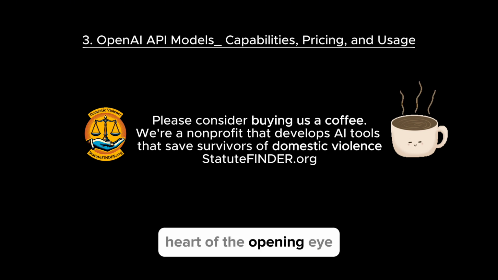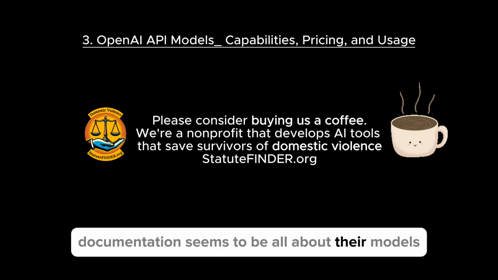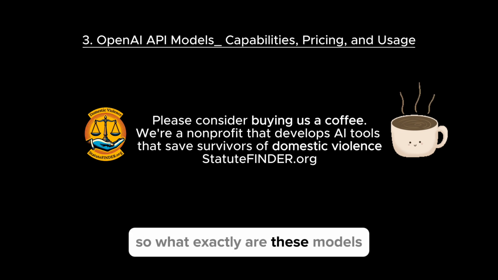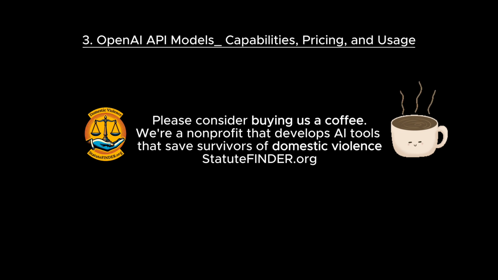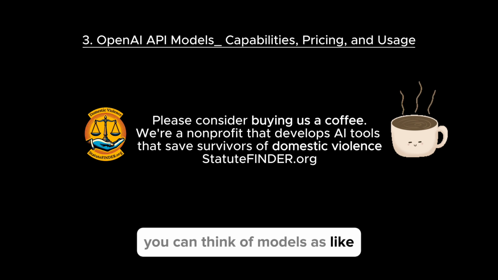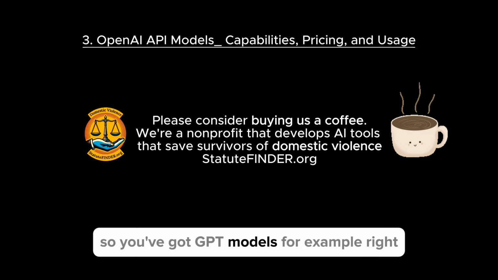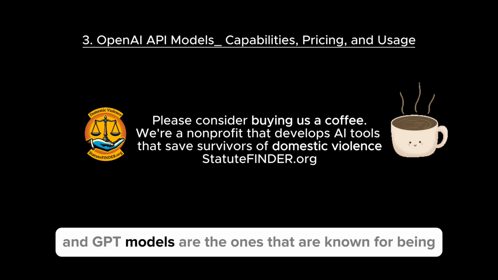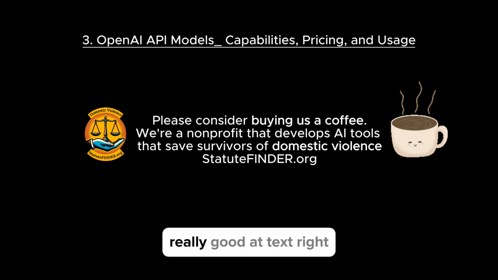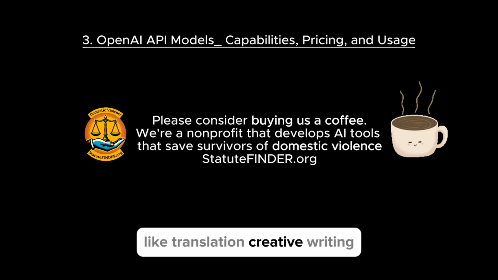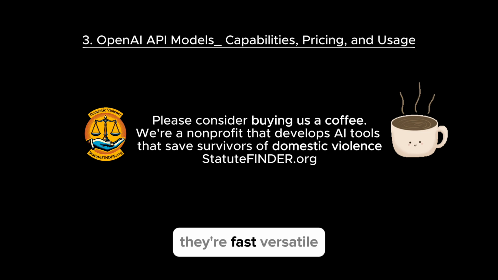The heart of the OpenAI documentation seems to be all about their models. So what exactly are these models, and why are they so central? You can think of models as the brains behind the operation. They're the specialized AI agents, each designed for a specific task. So you've got GPT models, for example. GPT models are known for being really good at text, like translation, creative writing, all that. Exactly. They're fast, versatile, really good at handling just about anything you throw at them in terms of text.